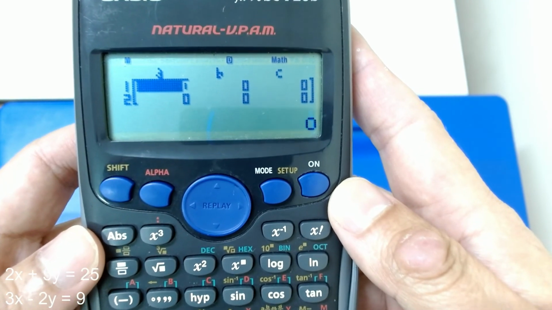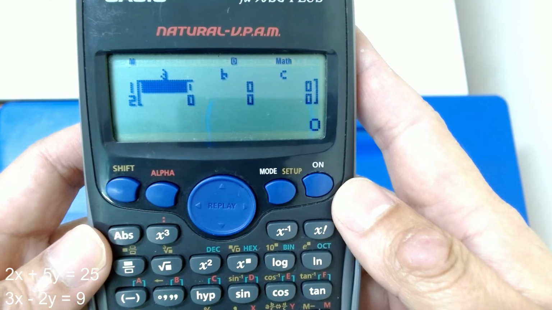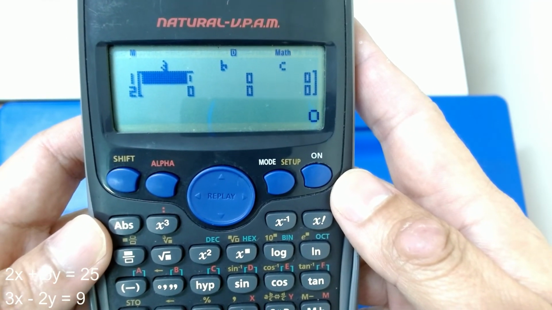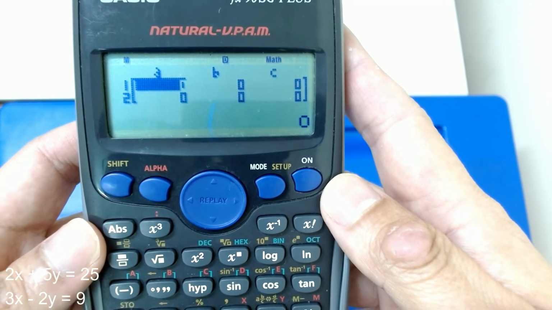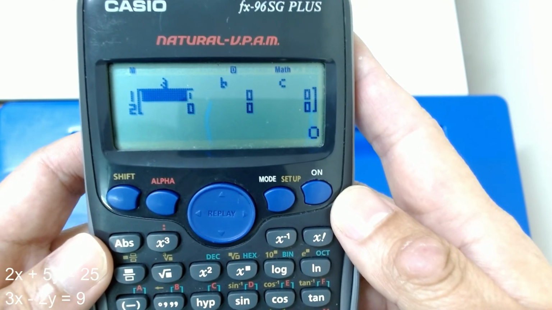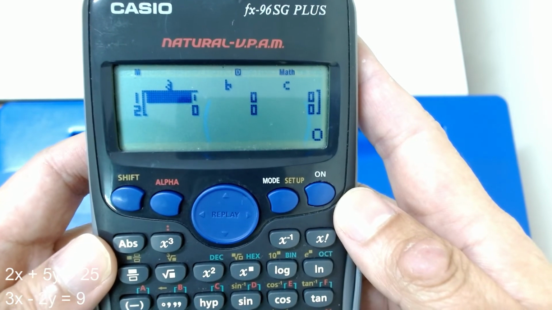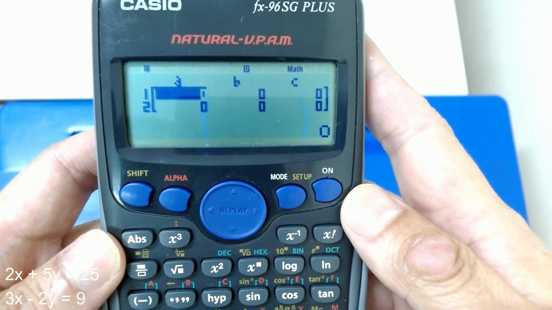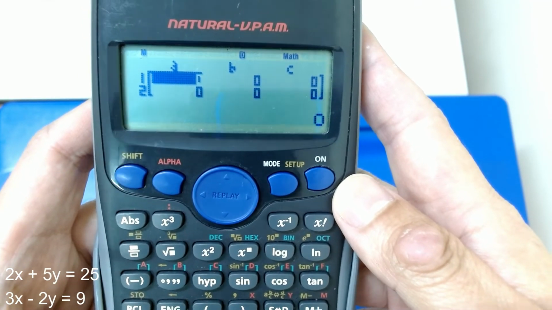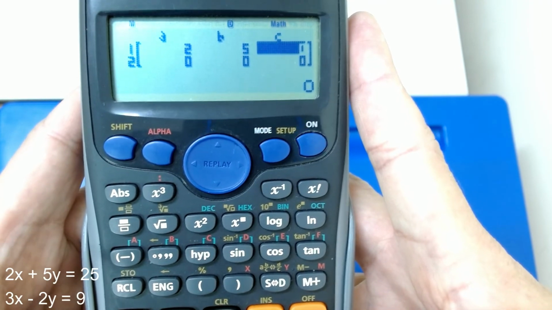Now you get to see 2 rows. We have A, B, C. So A actually represents the coefficient of your x. Then B will be the coefficient of your y. Then C is the constant on your right. So always remember to put it in that order so that you can actually solve the question. Now the question that we have, the first equation is 2x plus 5y equal to 25. So the coefficient of x will be 2. Then I put an equal sign. Then I put 5 equal, then 25.